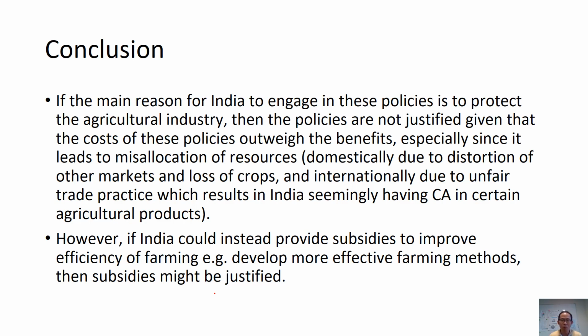So, in a sense, there is a domestic misallocation of resources. You produce less of other crops so that you can produce more of the subsidized agriculture. And internationally, it's also an unfair trade practice. If other countries see that you are purposely selling the price below the marginal cost thanks to your subsidies, they might retaliate, and it leads to a lot of distortion in resource allocation. So the easiest stand to take is that it is not justified.